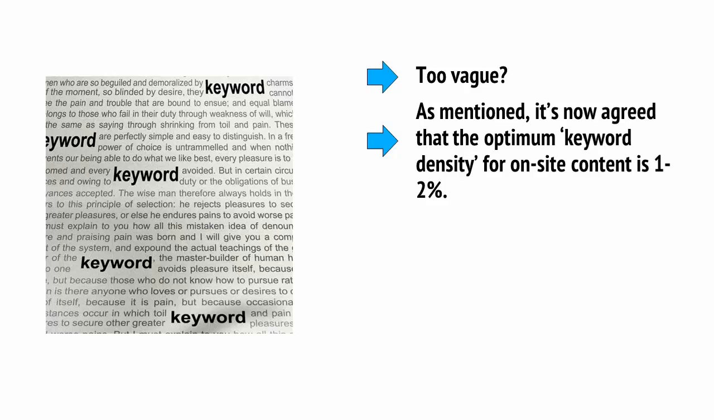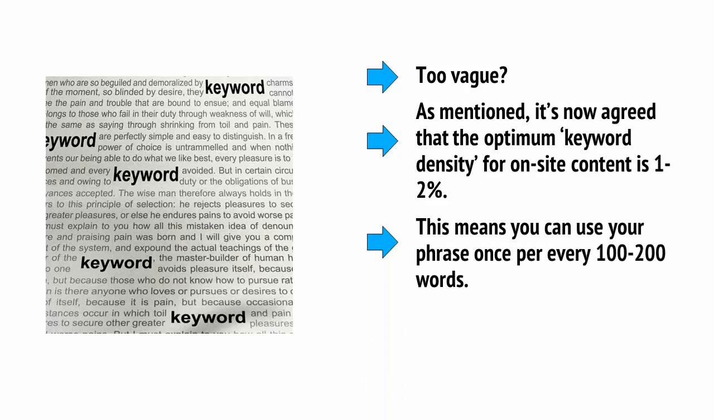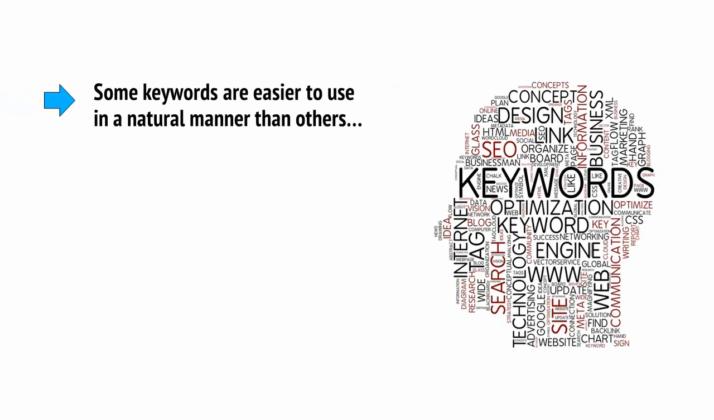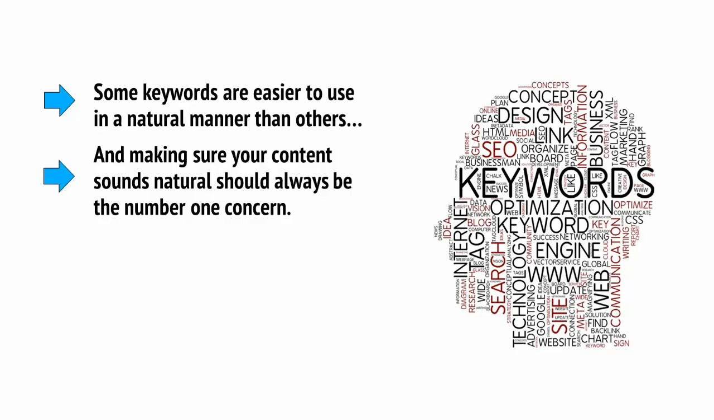Too vague? Well, as I mentioned, it's now agreed that the optimum keyword density for on site content is 1 to 2%. This means you can use your phrase once every 100 to 200 words, but you also need to use your common sense a little. Some keywords are easier to use in a natural manner than others, and making sure your content sounds natural should always be the number one concern.